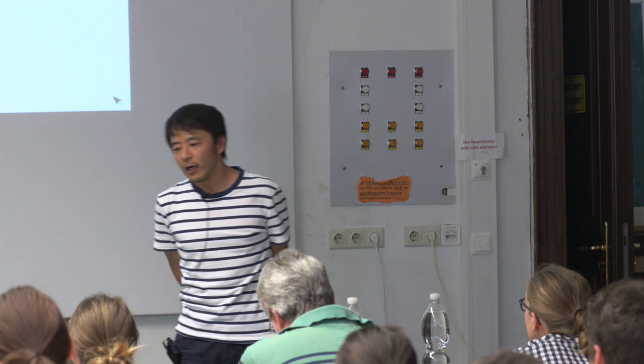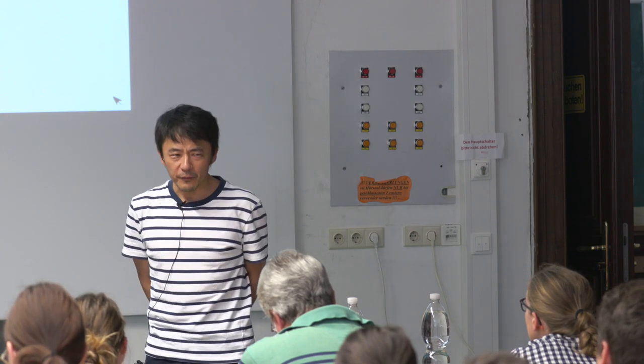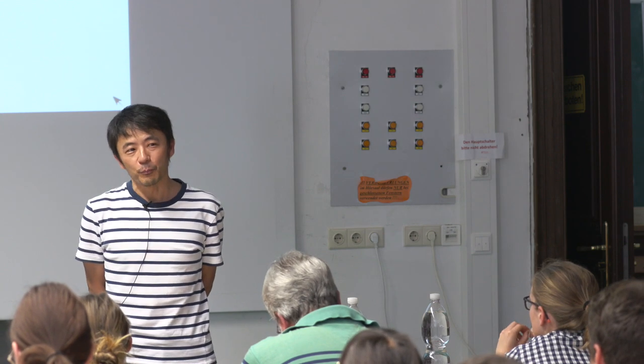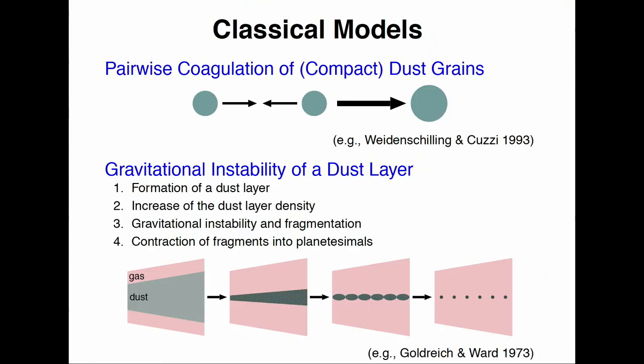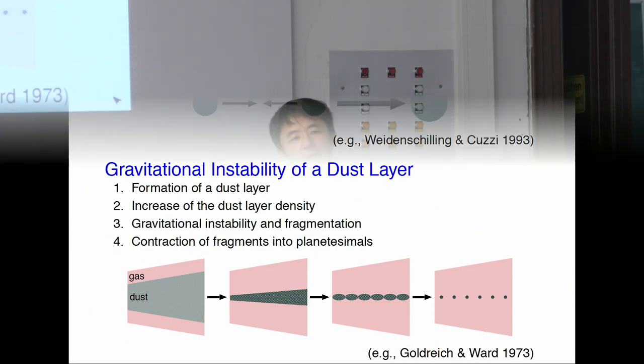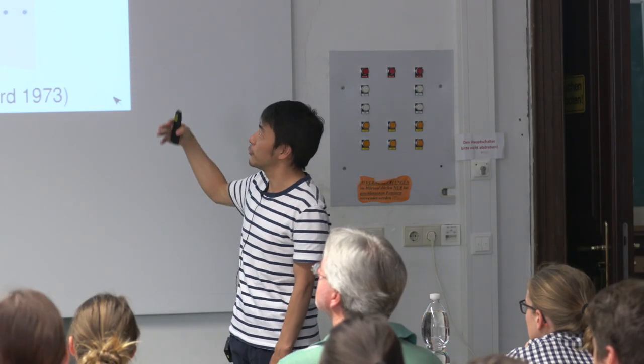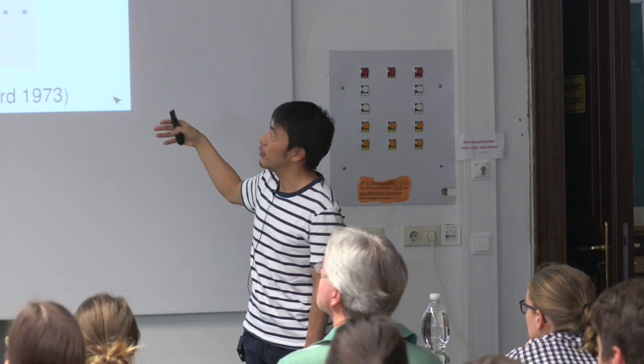So now we come to this planetesimal formation part. I think that this is now the most difficult stage of planet formation. So let me start by introducing the two classical models. The first one is very simple, just pairwise coagulation of dust grains, right? But as we have already learned from Nadal, these compact dust grains may fall onto the central star before they grow to the size of planetesimals. So it's called the radial drift barrier.